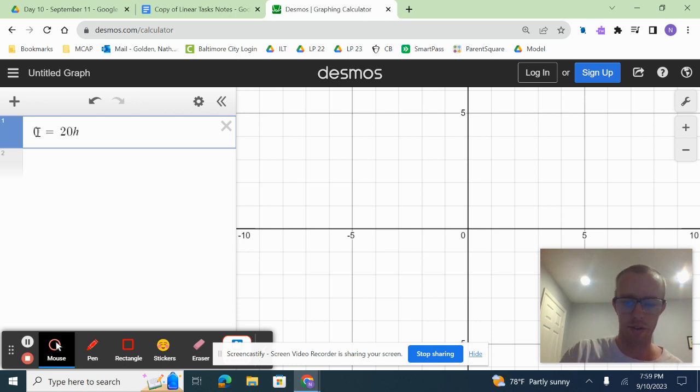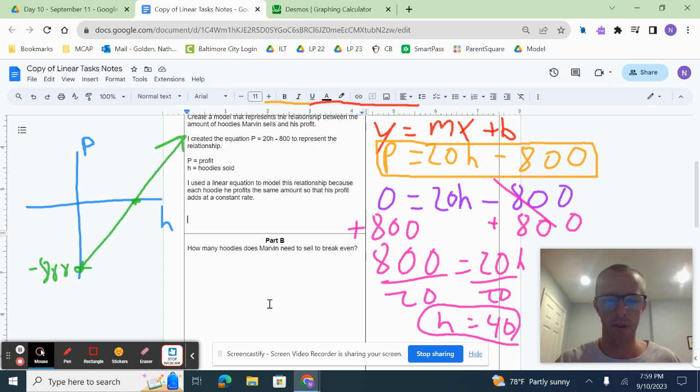I don't know if it'll solve it. I don't think it will. No, it doesn't. But you can do basic math there. We'll go over how to use Desmos in another video. Okay, so now I know it's 40 hoodies. I've shown in the scratch box how I arrived at the answer.